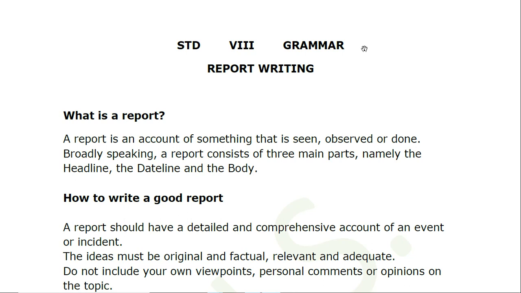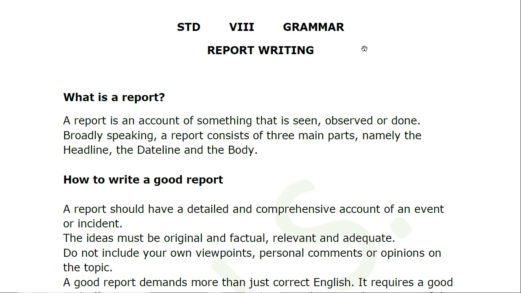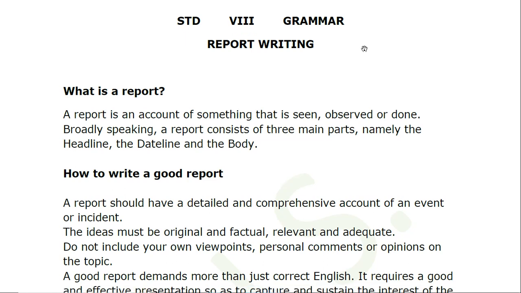We are going to start report writing today. I'm not sure whether you've done it, but I'm just going to teach you all over again. No problem, even if you have done it before, or if I have taught you before. So now, what is report writing?